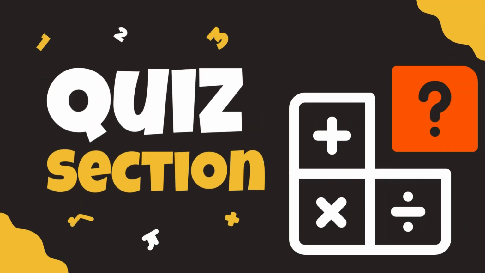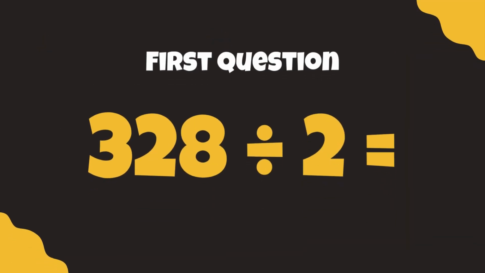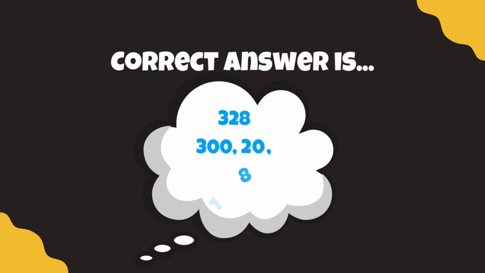Time for a recap quiz. What is 328 divided by 2? Pause your video to tackle the question. Well, 328 can be divided into 300, 20 and 8. Half of these is 150, 10 and 4, giving us an answer of 164.